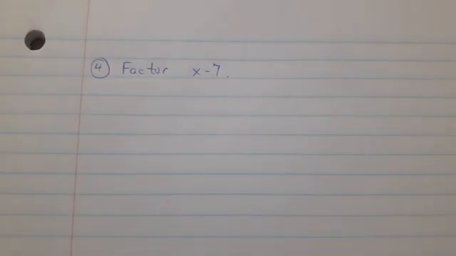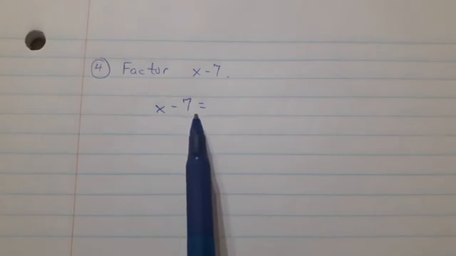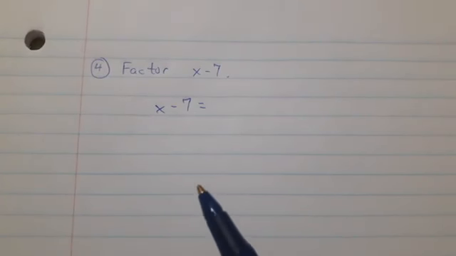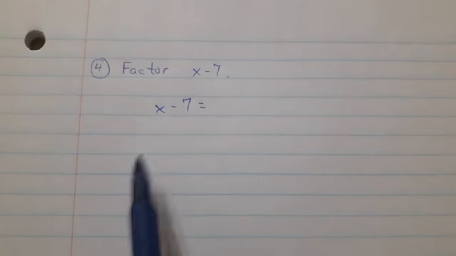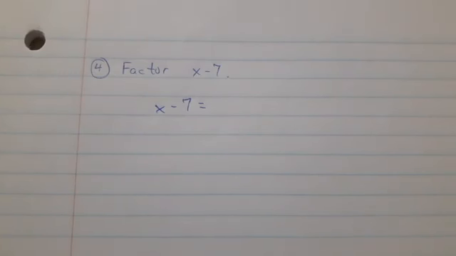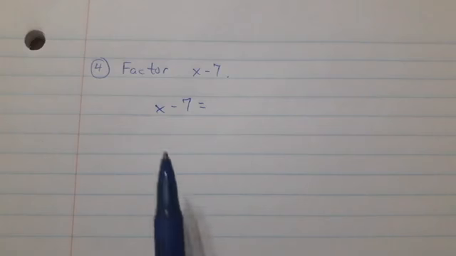Example 4 says we have to factor x minus 7. Now, a lot of you at home might be looking at this and saying, well, there's nothing in common. There's no common variable because this second term doesn't have an x, and there's no numerical GCF because this just has a 1 in front. And that's not wrong. Most math teachers would look at this and say, yeah, there's no GCF, there's no need to factor.